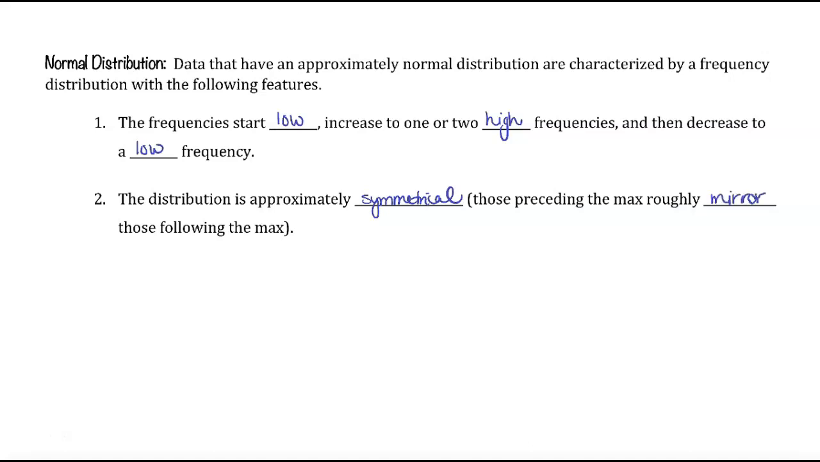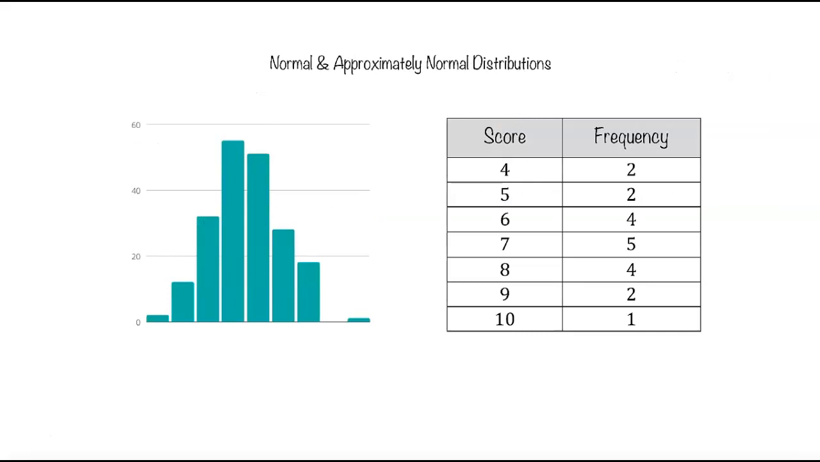Let's take a look at a couple of pictures. In this first bar graph, notice how the frequencies start small, increase to 1 or 2 maximum values, and then return back down to lower frequencies. That's an approximately normal distribution. It approximately takes on the shape of a bell curve. In terms of a frequency distribution, we start with some lower frequencies, we increase to a few higher frequencies, and then we return back down to a few lower frequencies. This again is an approximately normal distribution.